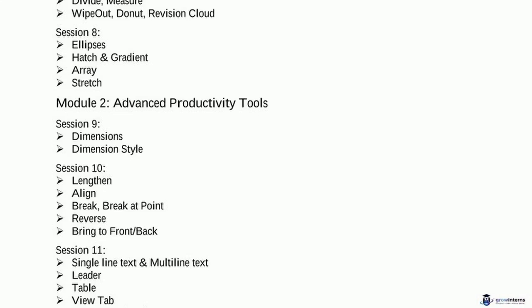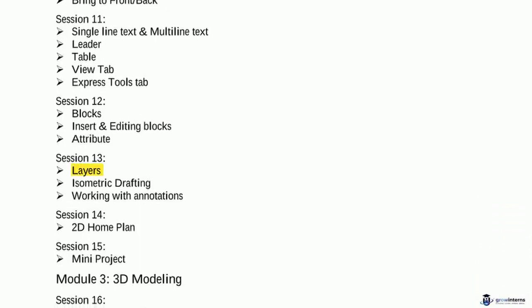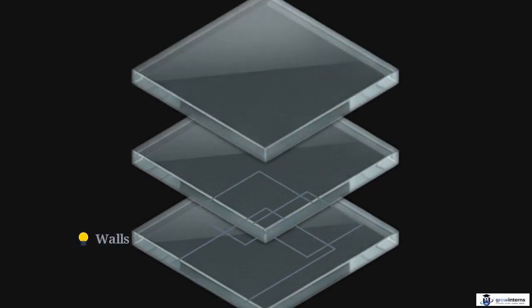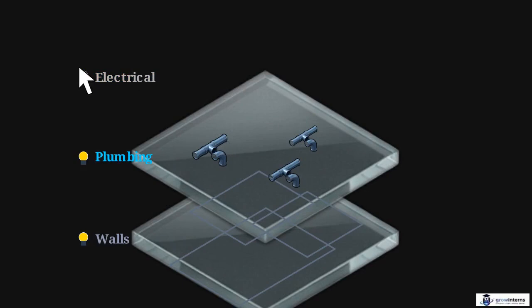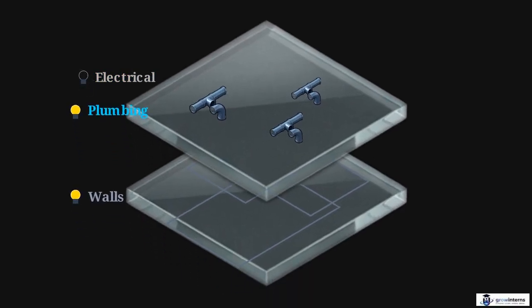That brings us to the second module of the syllabus, where the learning curve shifts. We stop focusing on drawing basic shapes and start focusing entirely on advanced data organization. Looking at this isometric diagram, you can see how layers work. Instead of putting every line on the same flat plane, you stack different structural systems, assigning walls, plumbing, and electrical routing to their own levels so they can be instantly isolated.